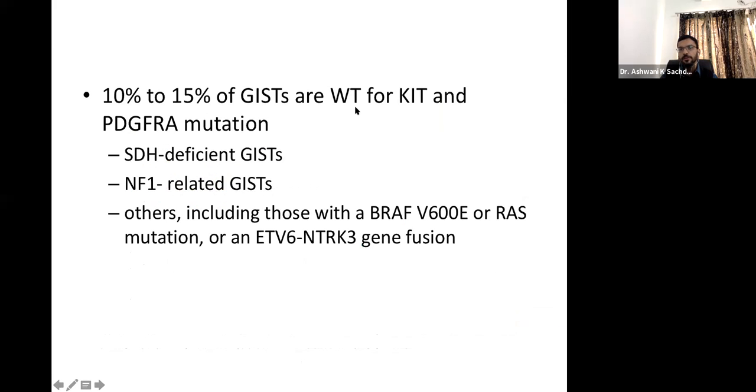So 10 to 15% of the GISTs are wild type for KIT and PDGFR mutation. So they do not have mutation in KIT and PDGFR oncogene. They include SDH deficient GIST and NF related GIST. As I already told in the previous slide, NF is not associated with SDH deficiency, and others include mutation in the BRAF V600E oncogene, RAS mutation, or there can be ETV NTRK gene fusion. These mutations were also found in colorectal cancer, and BRAF in melanomas also. They occur in the downstream pathway.